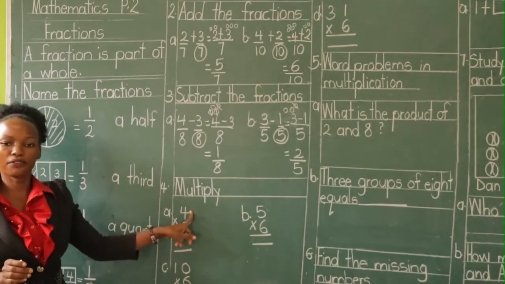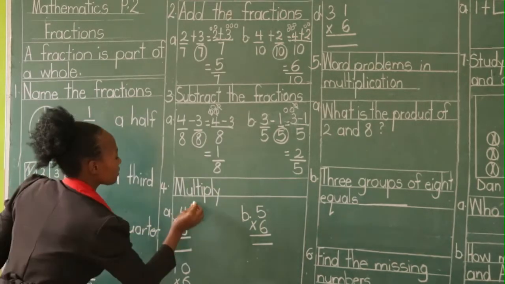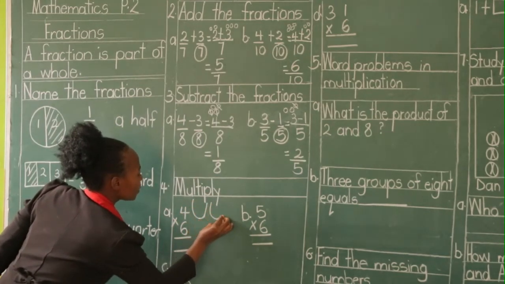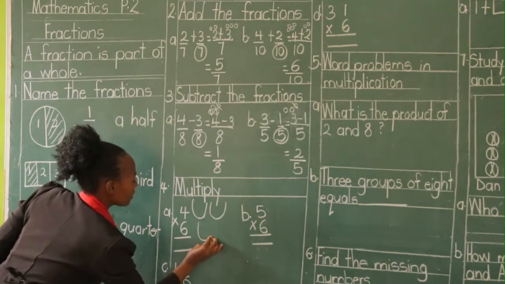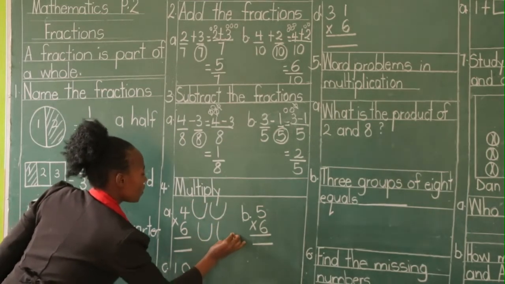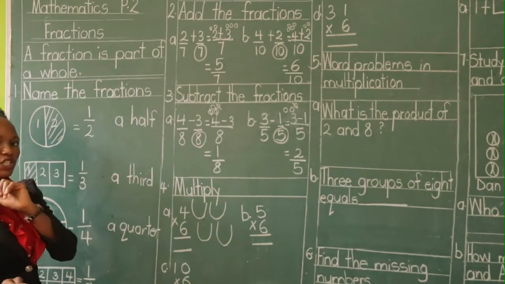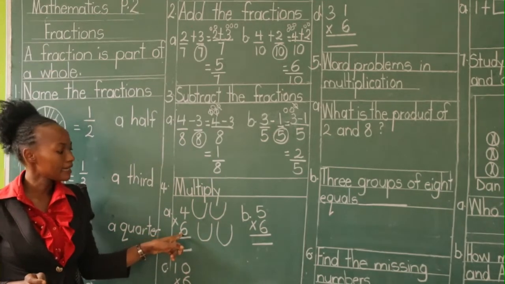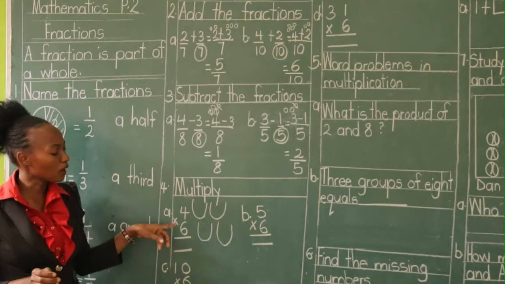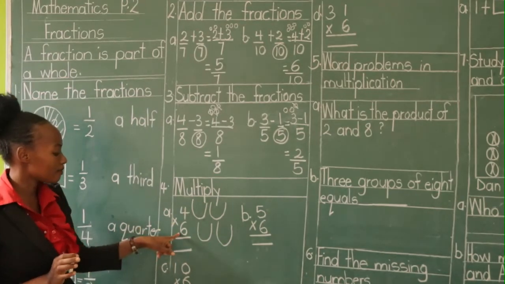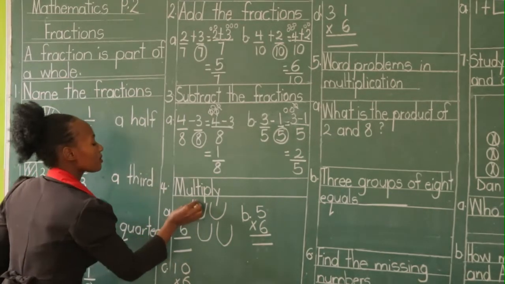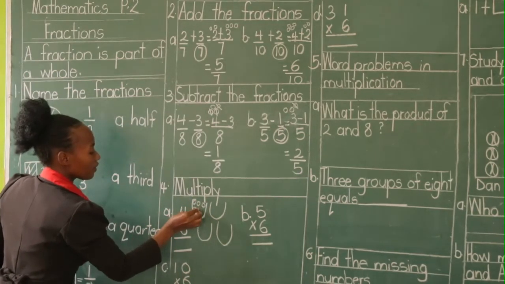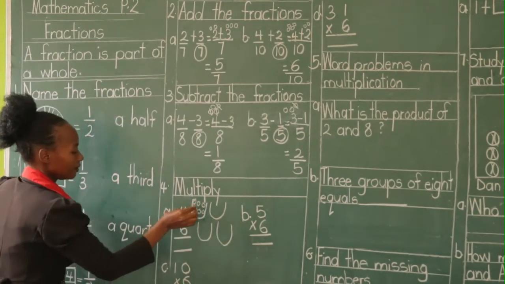We are going to form 4 groups. Let's first count 4 groups. 1 group, 2 groups, 3 groups, and 4 groups. In each group, we are going to put in this number, which is our number 6. Meaning that in each group, we are going to be putting in 6 items. Let's put the balls. 1, 2, 3, 4, 5, 6.